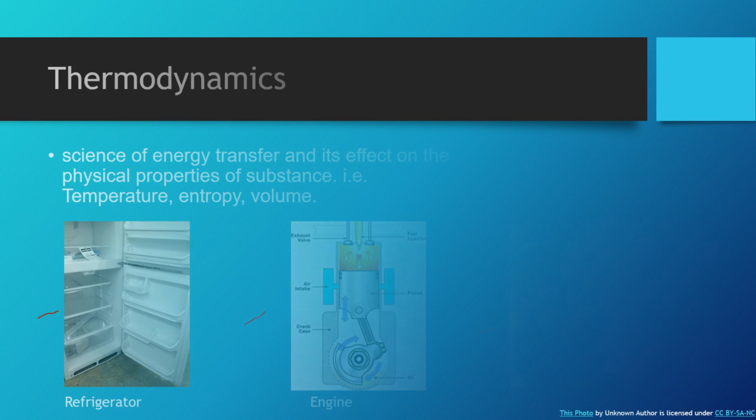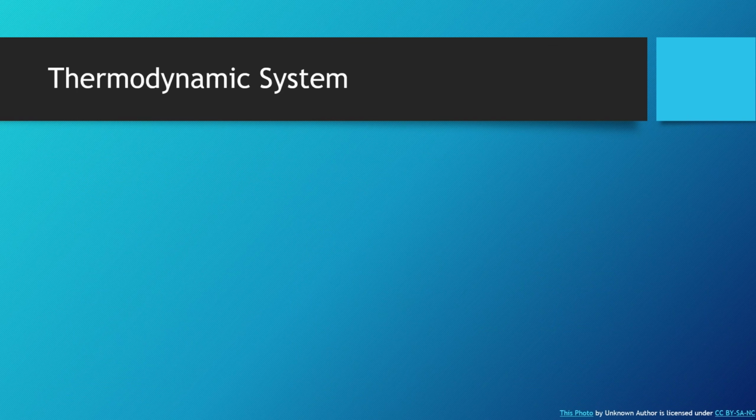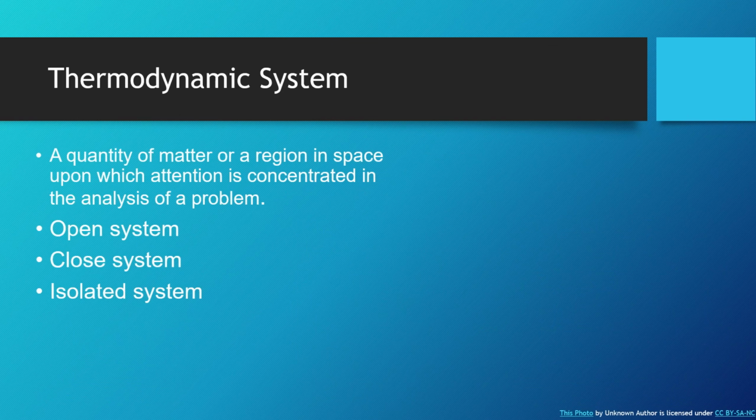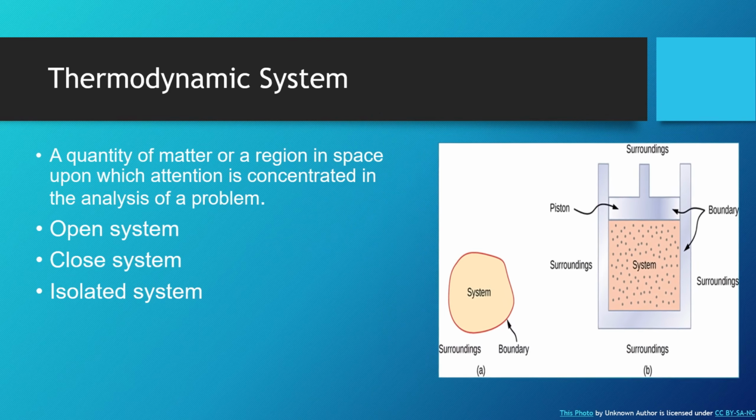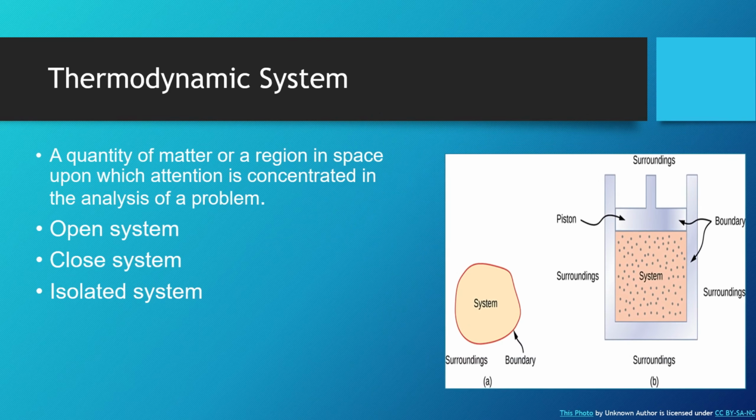The thermodynamic system refers to any region of space that we are interested in studying. It can be anything. It can be a piston cylinder, it can be the human body, it can be a compressor, anything. So anything outside the system is called the surrounding, and the imaginary line which separates the surrounding and the system is called the boundary.